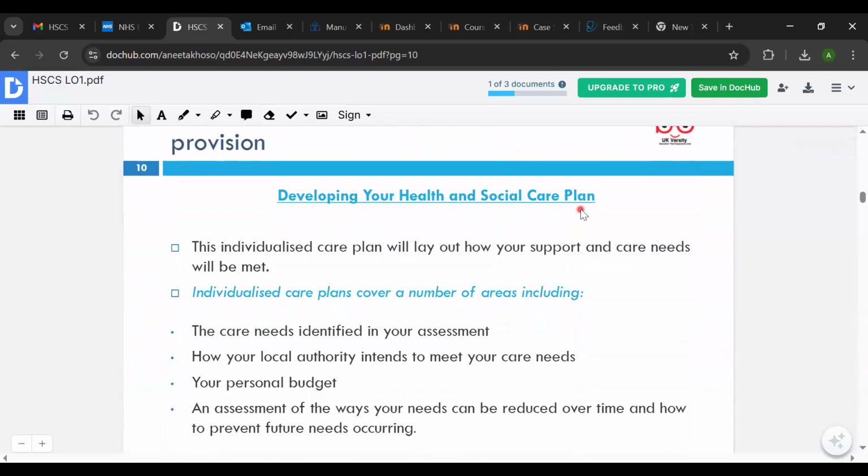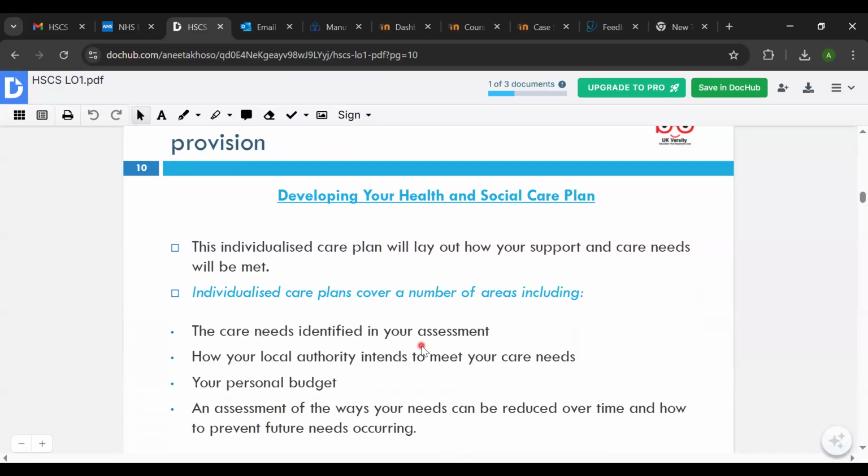Developing your health and social care plan, that's very, very important. A good care plan can add so much value to your health improvement. So there's individualized care plans that cover a number of areas. So there's care plans that are there for everyone, and then you tailor those care plans according to the individual needs of the person that you're caring for.